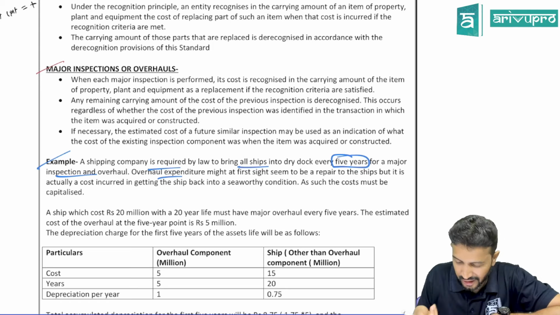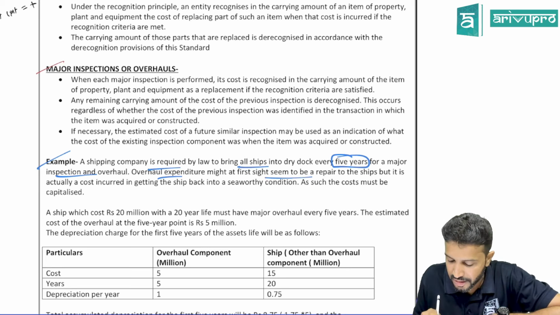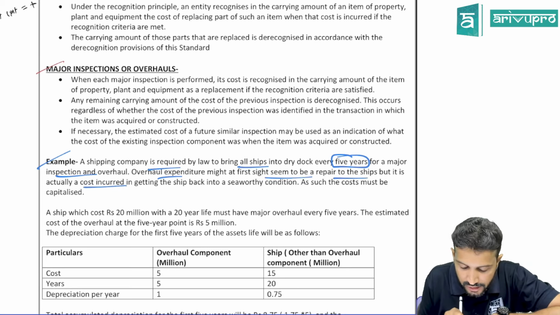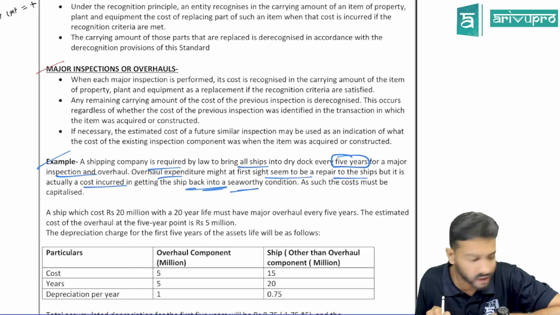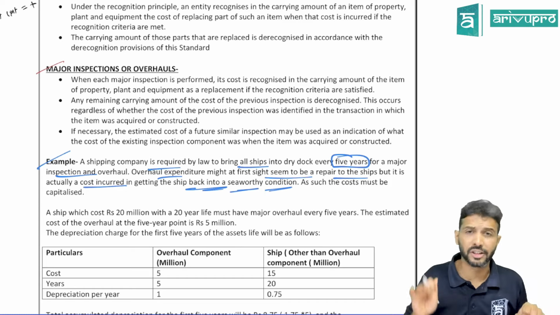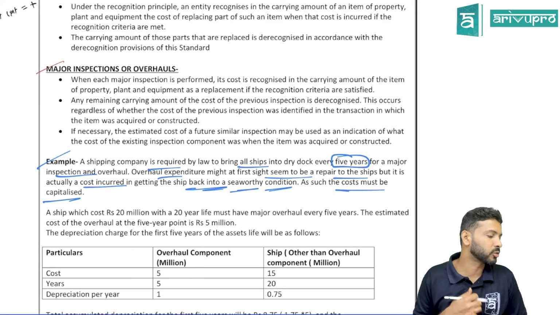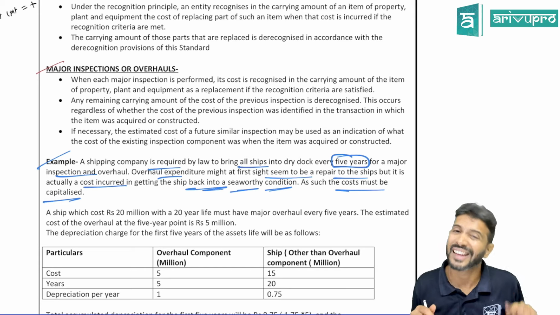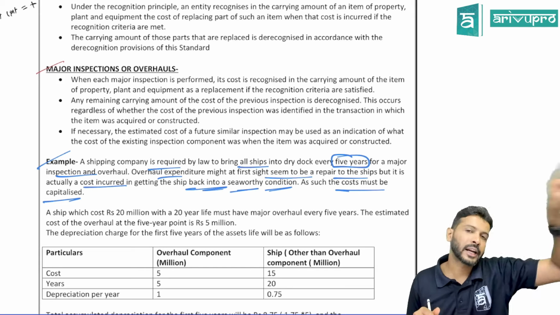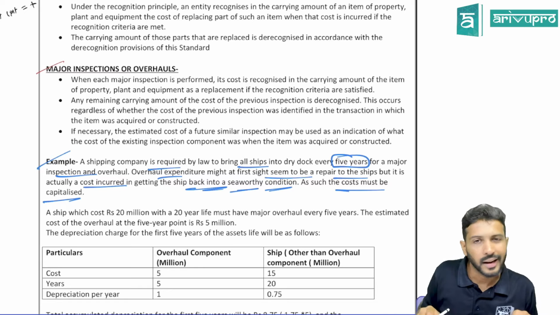At first, they're giving an explanation because it's an example. At first it might seem a repair, but it is actually a cost incurred to bring the ship to seaworthy condition. So it is not really a repair. To use the ship itself, you need this. So this is a must. Hence, they brought in that specific rule that this major inspection charges cost should be capitalized. Capitalized as in added to the cost of the property, plant and equipment. This is just an illustration or further clarification they're giving.